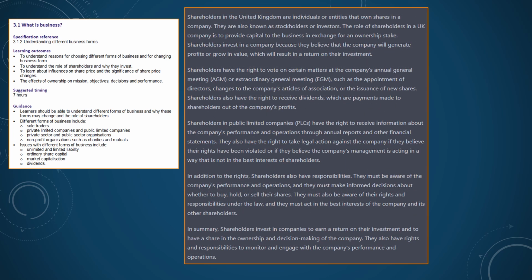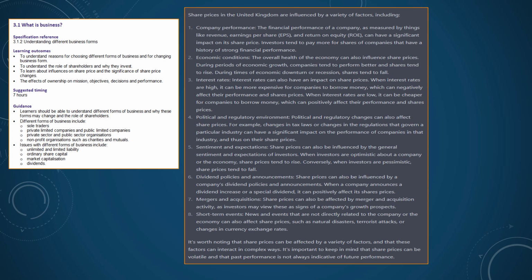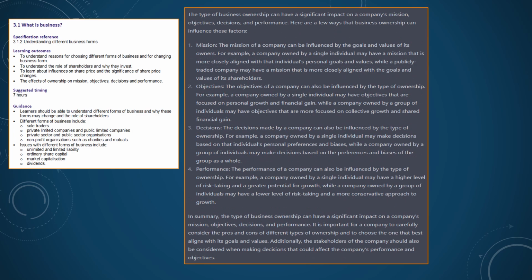Here's a list of reasons as to who shareholders are and why they invest, and also what influences the share price, and the significance of share price changes is also some reasons there. Company performance and economic conditions, interest rates and things like that all influence share prices. And finally is the effects of ownership on a mission statement, the objectives, decisions and performance of the business. And you've got some information there that you can read.